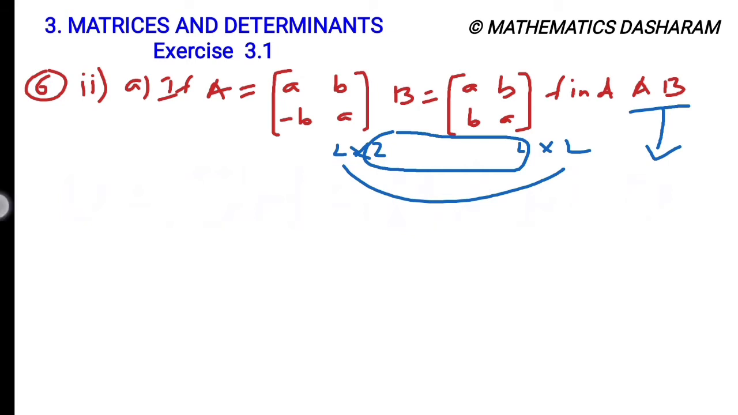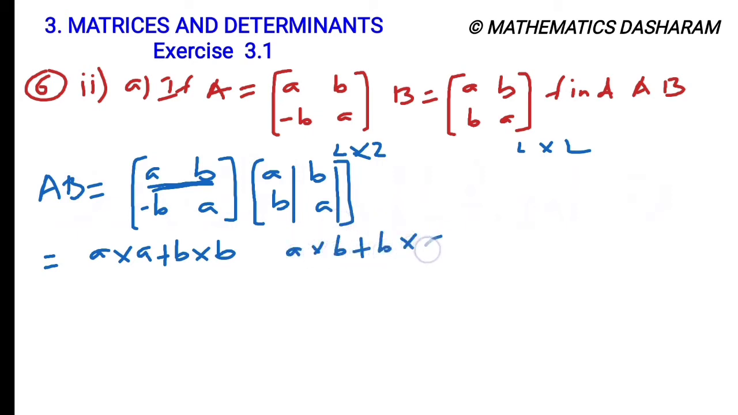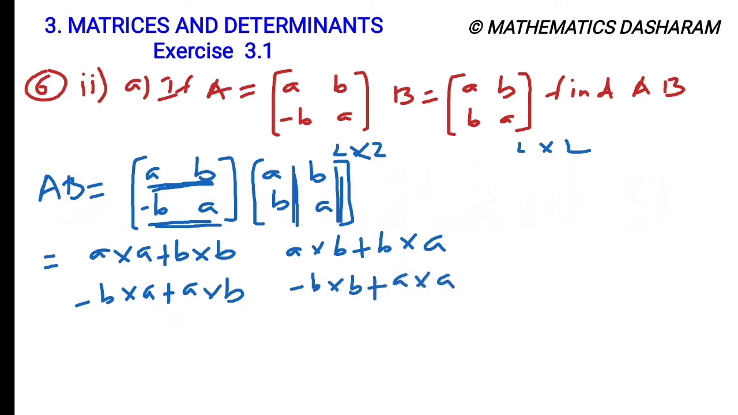So let's do that. Here the first row multiplies with the first column: A into A plus B into B. Next, same first row but multiply with the second column: A into B plus B into A. Next, coming to the second row, multiply with the first column: minus B into A plus A into B. Next, second row multiply with the second column: minus B into B plus A into A.